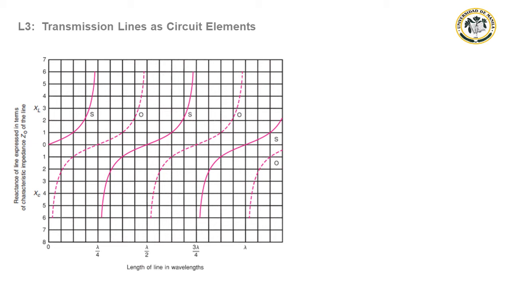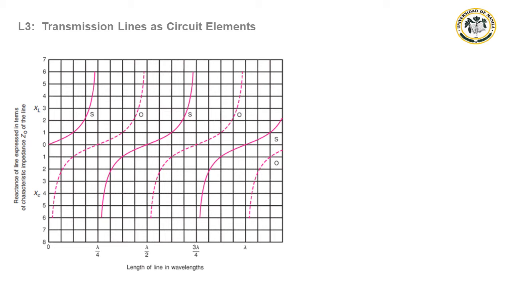For example, consider a shorted 1/8 wavelength line. The horizontal divisions represent 1/16 wavelengths, so 2 of these represent 1/8 wavelength. Assume that the line has a characteristic impedance of 50 ohms. At 1/8 wavelength, on the left hand, the reading is 1.